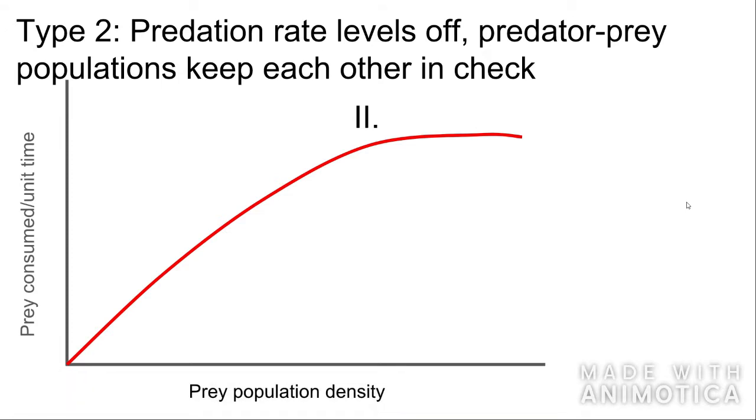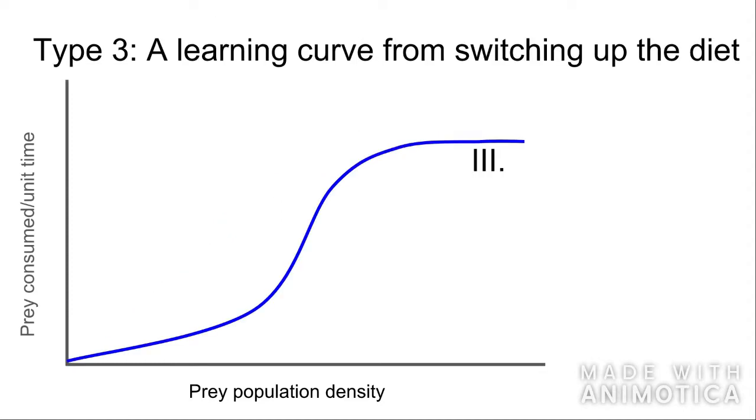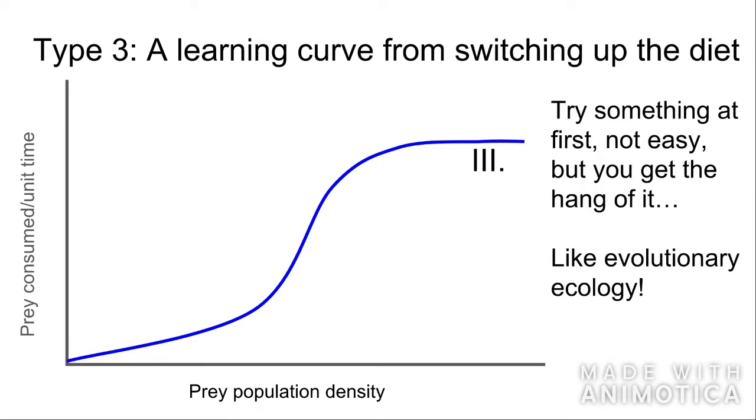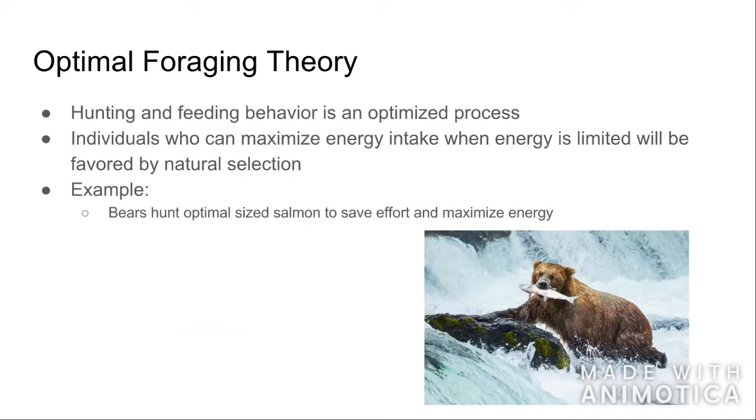Here we have type 2, in which the prey consumption is steady and then levels off to a sustainable amount. And then we have type 3. This is more to show a learning curve in which an animal is switching types of food. At first, it's not very profitable, they're not getting the hang of it, but then all of a sudden it becomes a little easier, like evolutionary ecology.